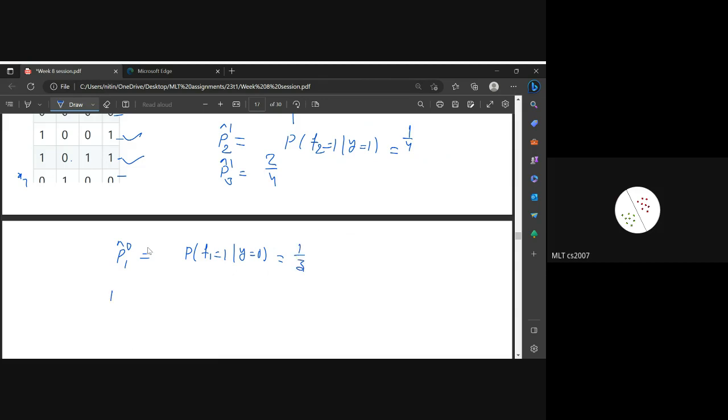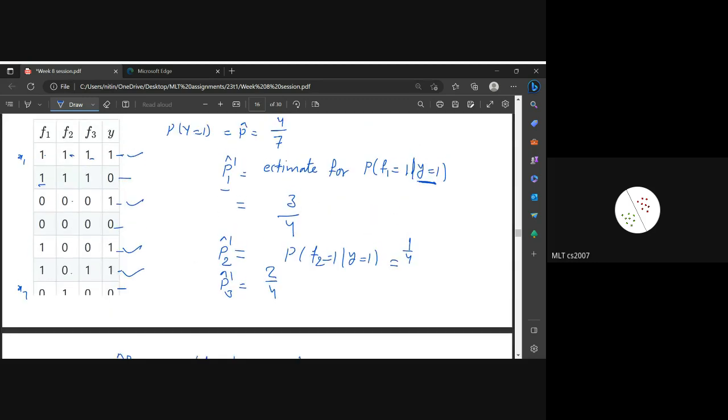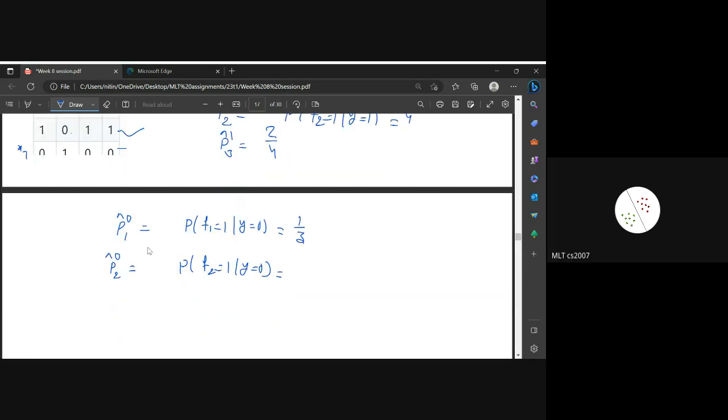Similarly, you have P2 0. This will be again the probability that the second feature is taking value 1 given that label is 0. So again, you will count the label 0 data points. This one, this one, this one. The second feature is this one, and this one, right? So 2 by 3.